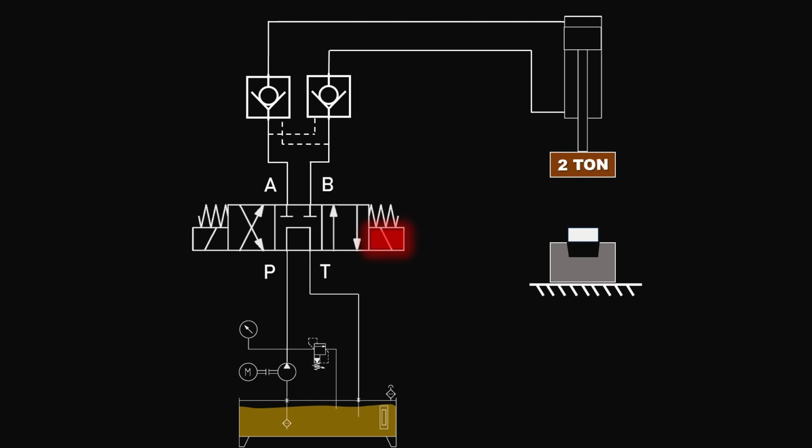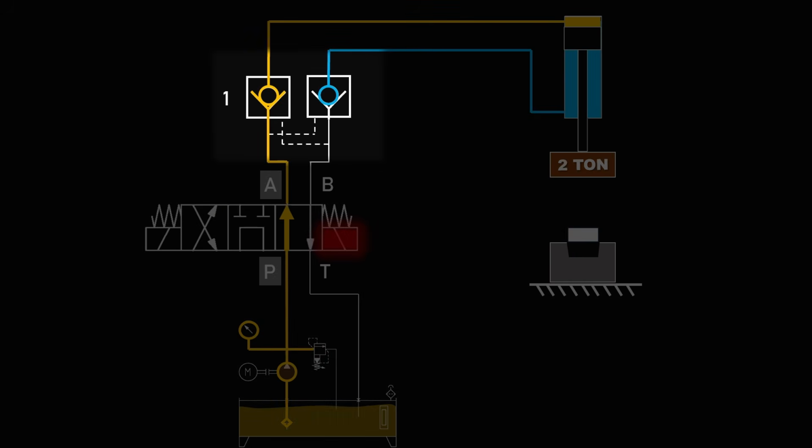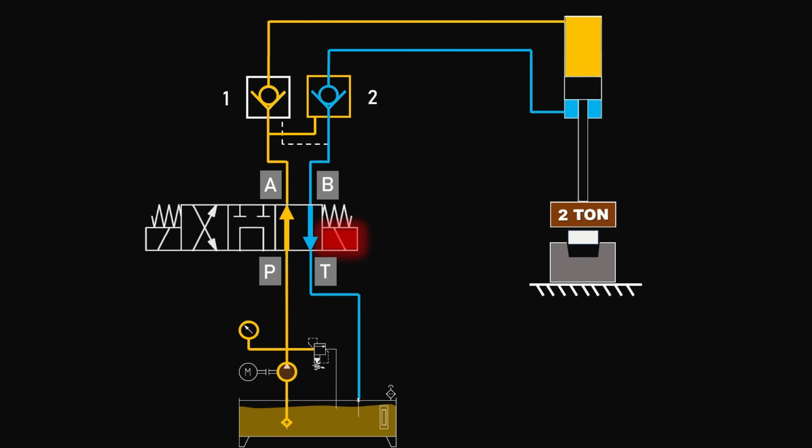To extend the cylinder, when the valve connects P to A, oil flows into the cylinder through check valve 1. At the same time, the pressure is sent to the pilot of check valve 2. This pilot pressure opens check valve 2. So the oil from the rod side of the cylinder returns to the tank. So the cylinder extends without any issue.